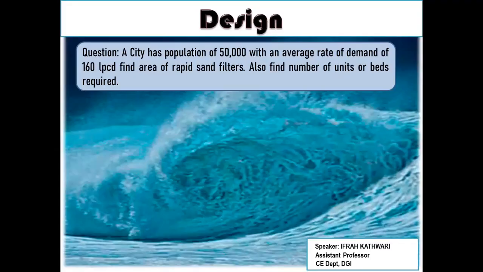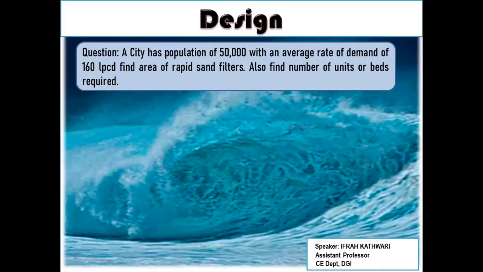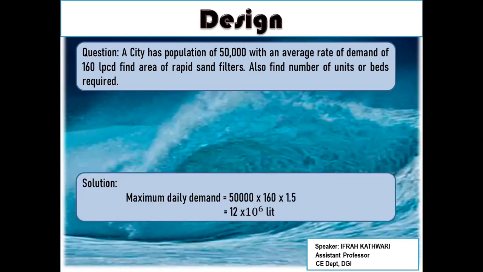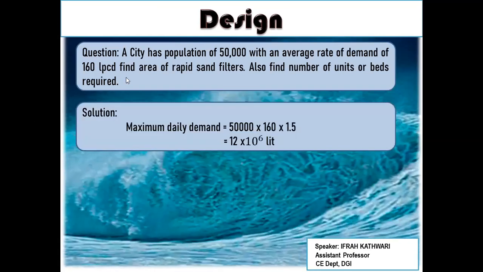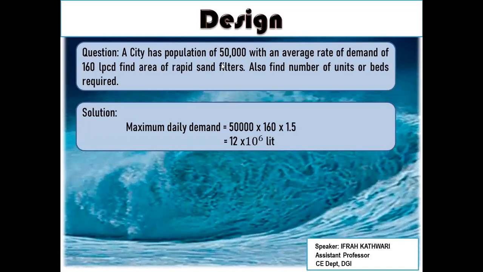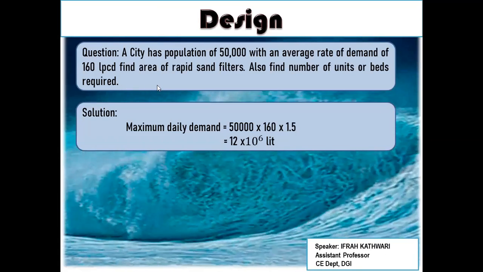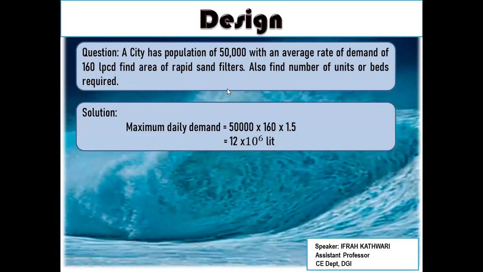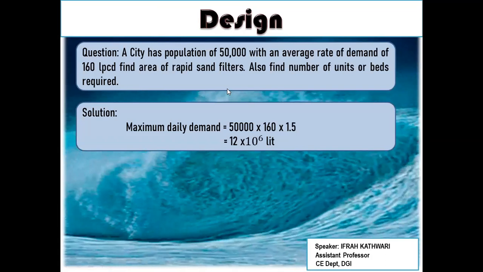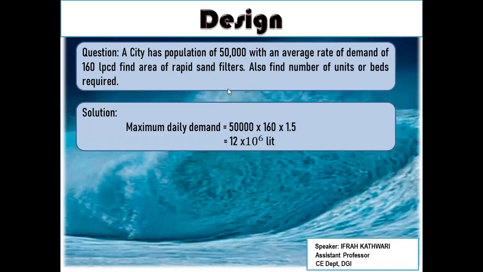Coming to the design, it is designed the same as slow sand filters. Again, you are given a city that has a population of 50,000 with an average rate of demand as 160 liters per capita per day. We have to find out the area of the rapid sand filter, and also the units or beds that we require.